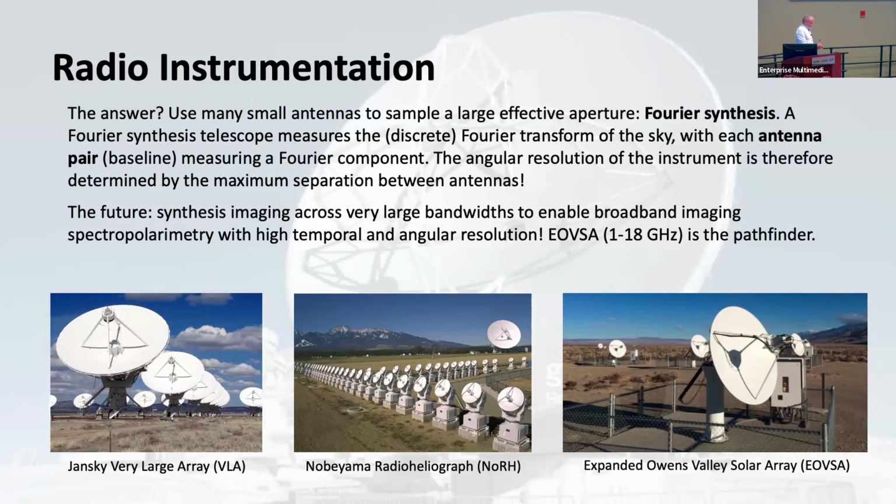There's this Pathfinder instrument in Owens Valley called the Expanded Owens Valley Solar Array. It's only 13 antennas. It's going to be upgraded to 15 next year. So the imaging fidelity is not terrific, but it does sweep from 1 to 18 gigahertz in less than a second. So you do get this brightness temperature spectrum, and so you have a spectrum as a function of place in time through the source.